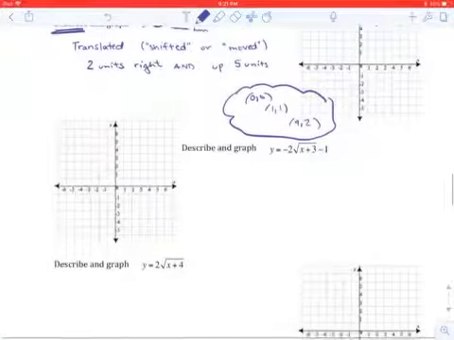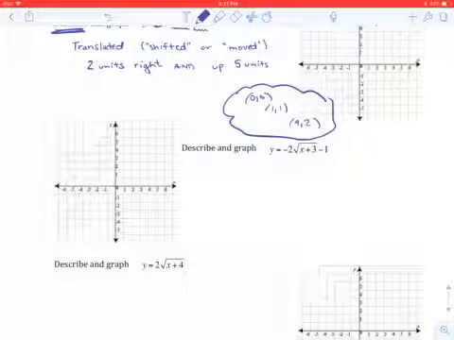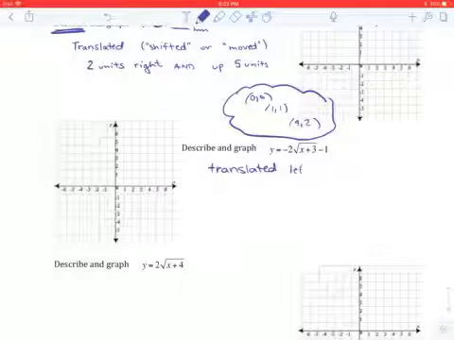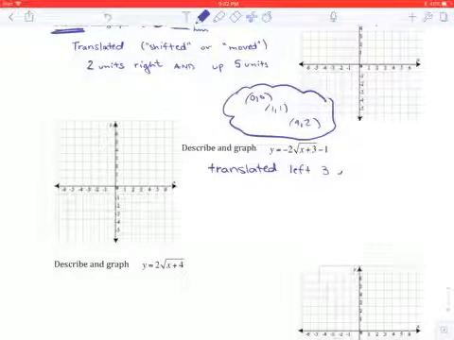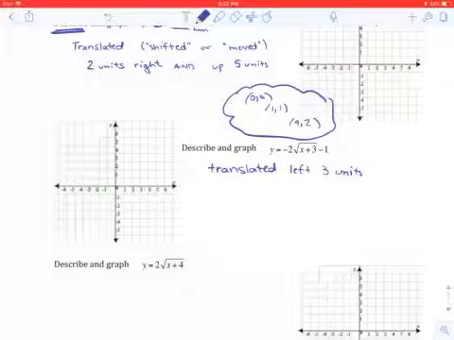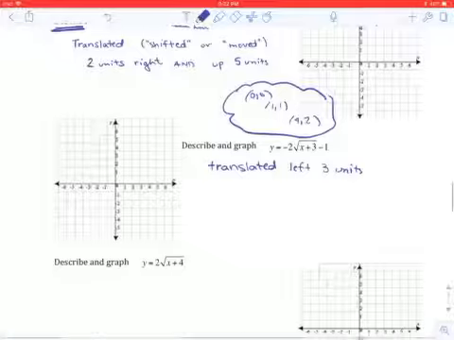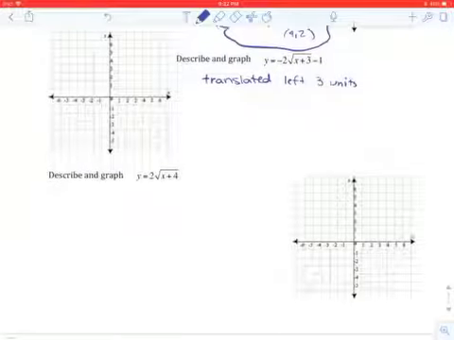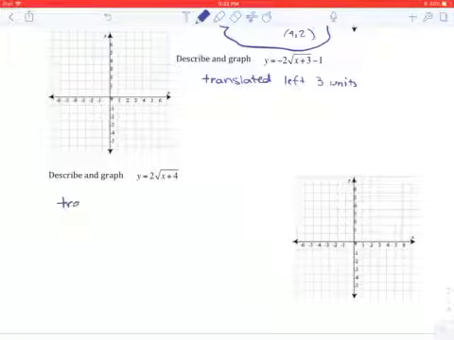Describe and graph this one. So I have a few more transformations. This one actually has a lot. Translated left 3 units. Remember how the inside is always the opposite. And actually, I'm going to go to this one just for a moment. We'll come back to that one in just a sec. This one's just got 2 things, so I want to take a look at it first.